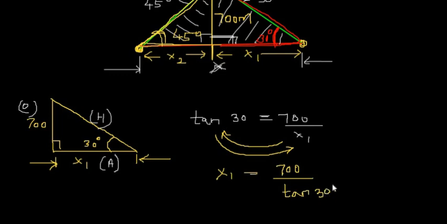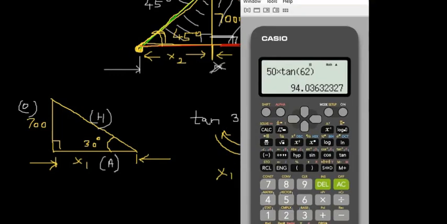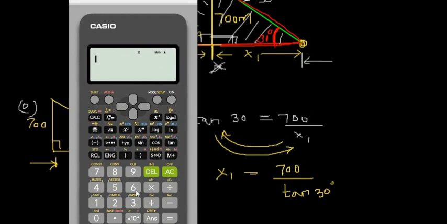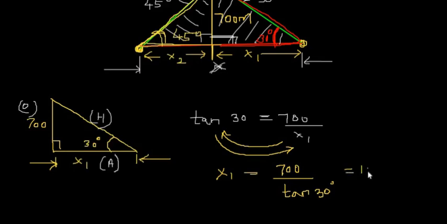So let us see how much we get here. We have here 700 divided by tan 30. So we get it as 1212.44. We can round it. So it becomes 1212.44 meters. Since height is given in meters, you can take the width also in meters. So we got the x1.